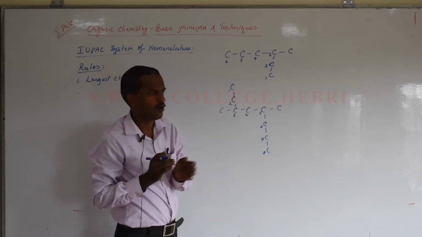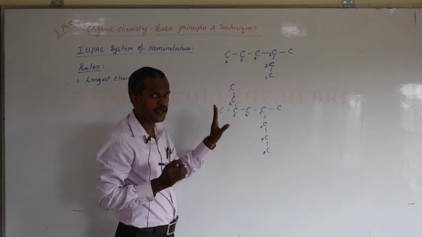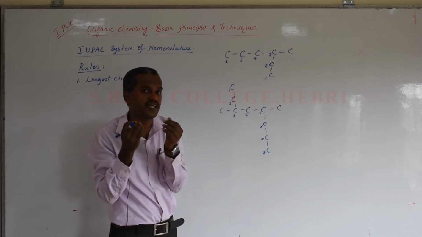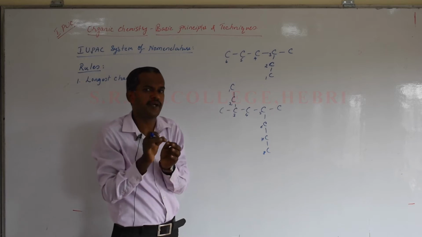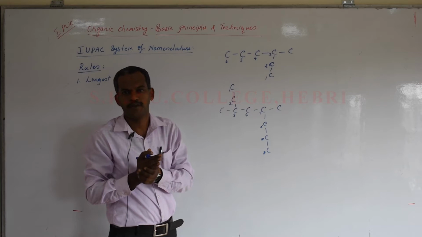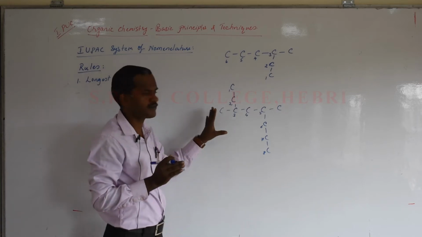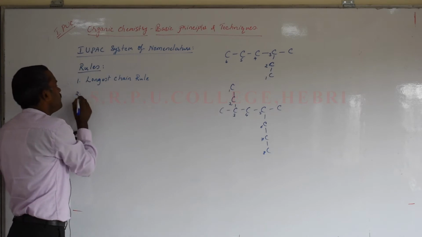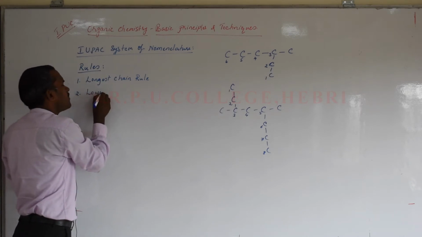Are you clear? I'm just telling you a rule, and after completing these rules, we'll come back to the examples. There you have to understand how to number it and how to proceed with the nomenclature of an organic compound in the IUPAC system. Are you clear? I think this is the simplest one, the longest chain rule. Now moving on to the second one, that is the lowest sum rule.